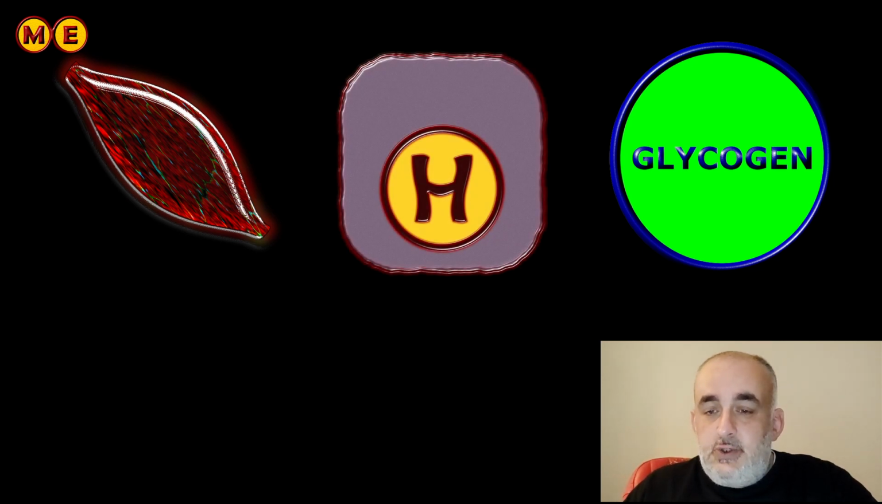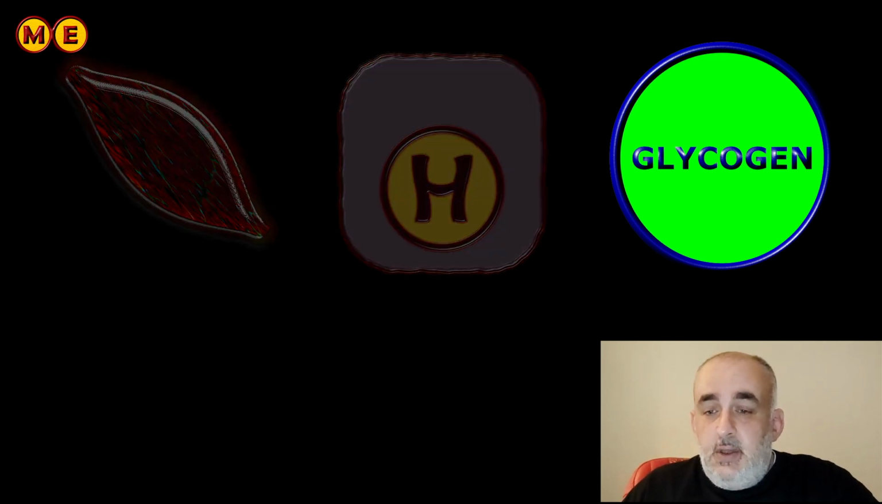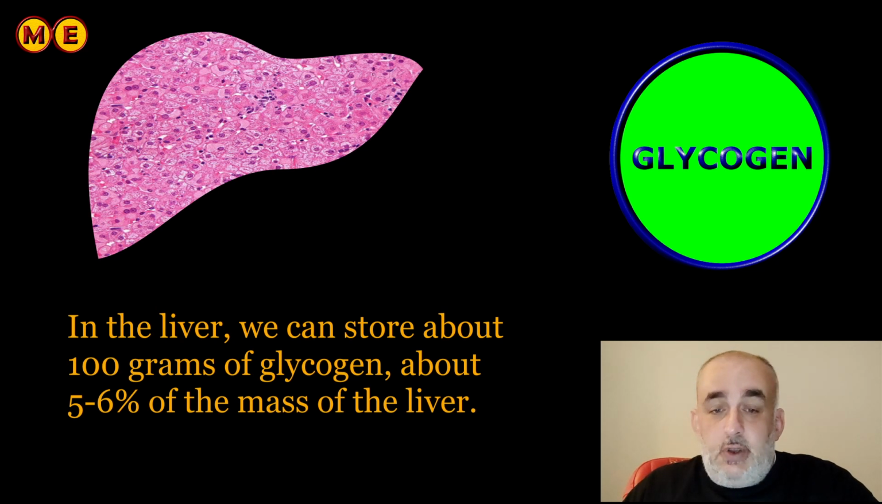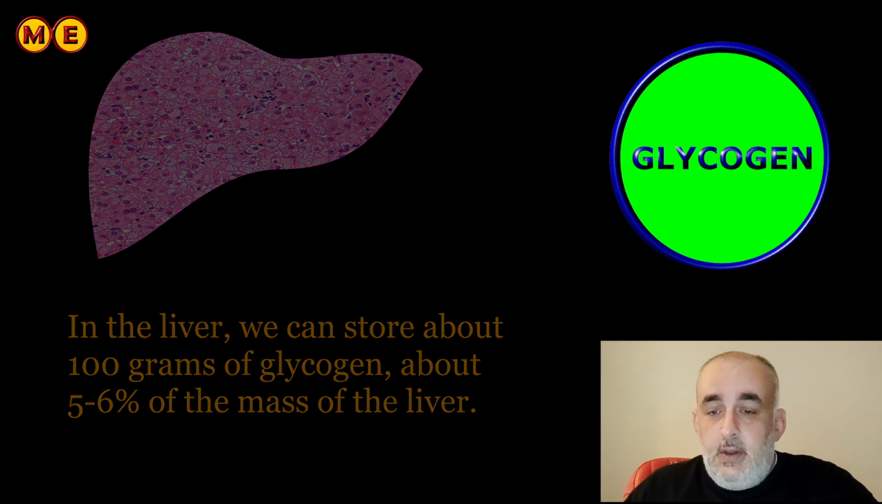Some other organ cells, such as pancreatic and kidney cells, can also store small amounts, but compared to muscle and liver, the amounts they store are insignificant. In the liver, we can store about 100 grams of glycogen, and that's about 5 to 6% of the mass of the liver. Our liver cells use this glycogen to keep the blood glucose levels steady and to provide the whole body with a constant and even supply of glucose.